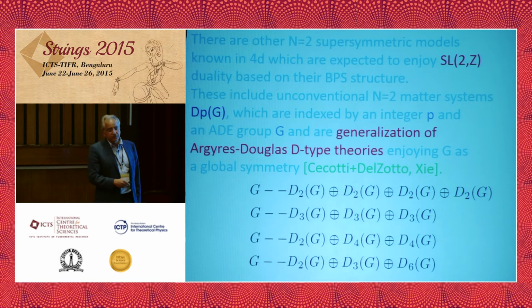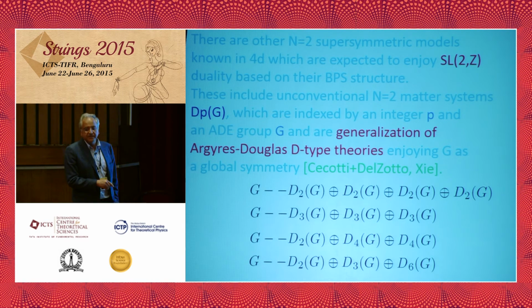In fact, there are other N=2 supersymmetric models which are known or expected to have SL2Z symmetry. And these are related to certain theories that are a generalization of D-type Argyres-Douglas theories introduced by Cecotti, Del Zotto and also Chi, which involve an integer p and a group G. If the group G is SU2, these conformal systems enjoy G as a global symmetry and p is an integer. So when G is SU2, this gives you the Argyres-Douglas D-type theories, where p labels which Argyres-Douglas theory you're talking about. But these generalize that to a huge class for any ADE you can take.